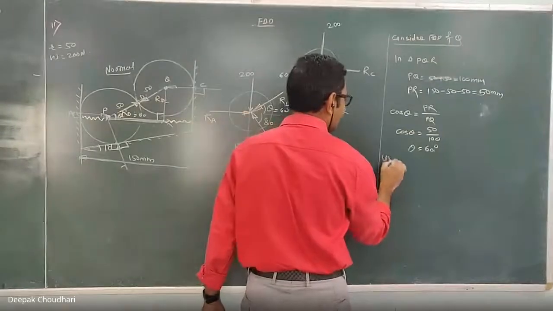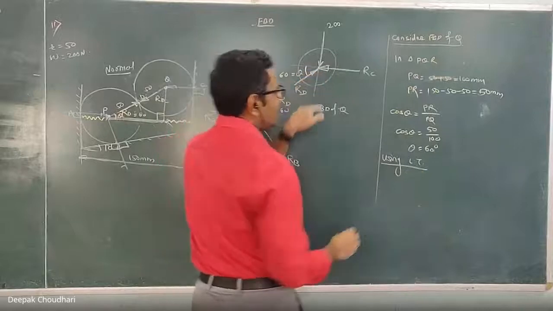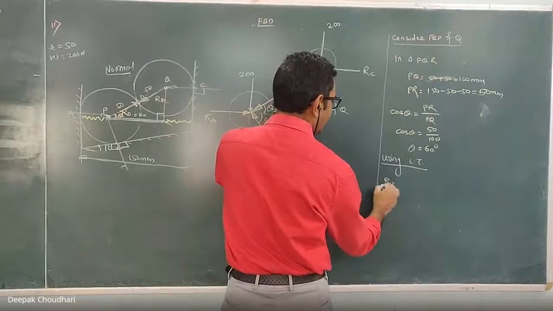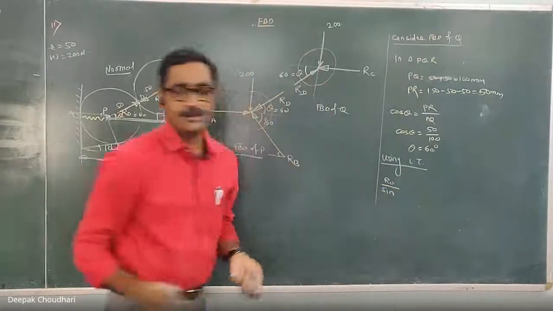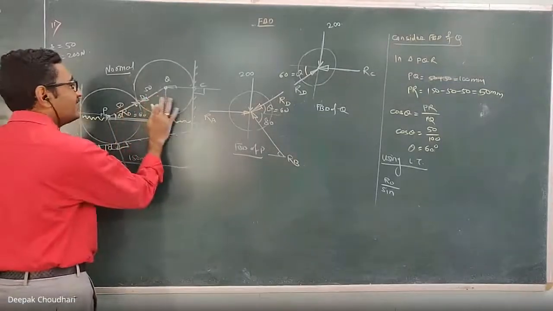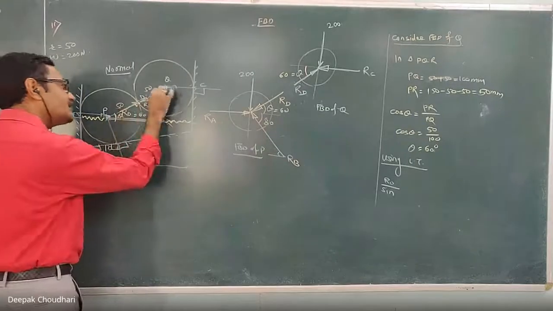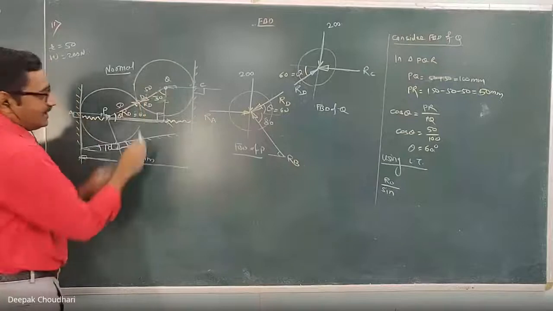Yes, so using Lami's theorem, each force is proportional to the sine of the angle between the other two. So RD divided by, yes, say. Sir, what you made with respect to QP there will be 60 degrees, but what you made with respect to Q there should be 30 degrees, sir. Yes, this will be 30 degrees. You mean to say this is 60 degrees so this will be 30 degrees, right? Okay, so this 30 degrees.